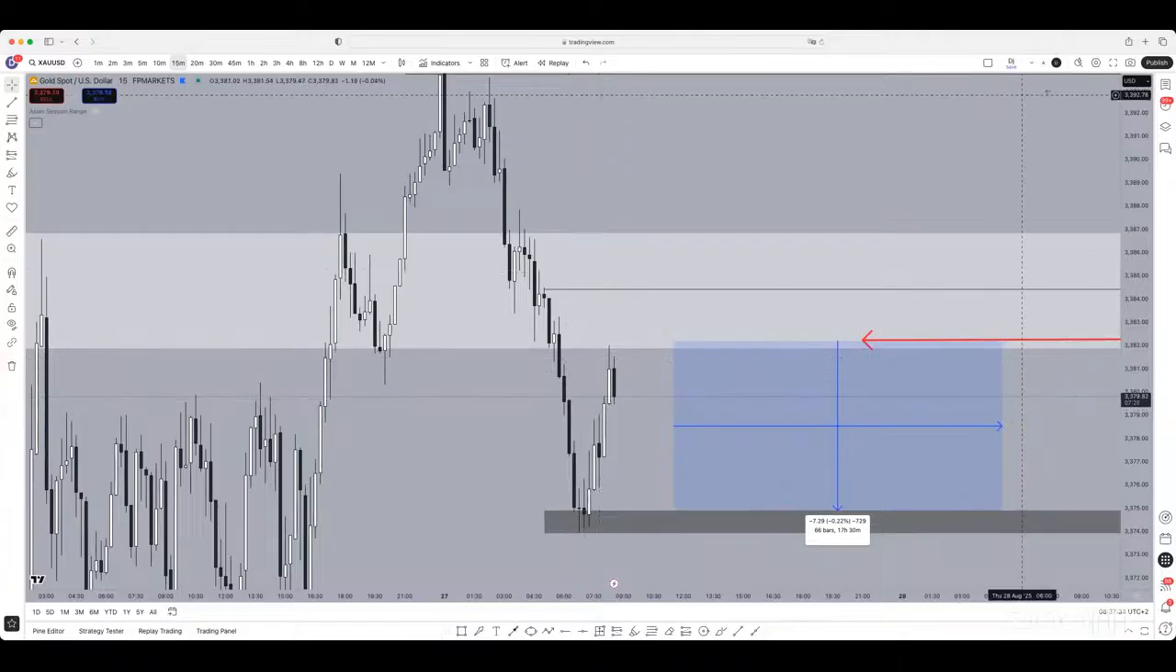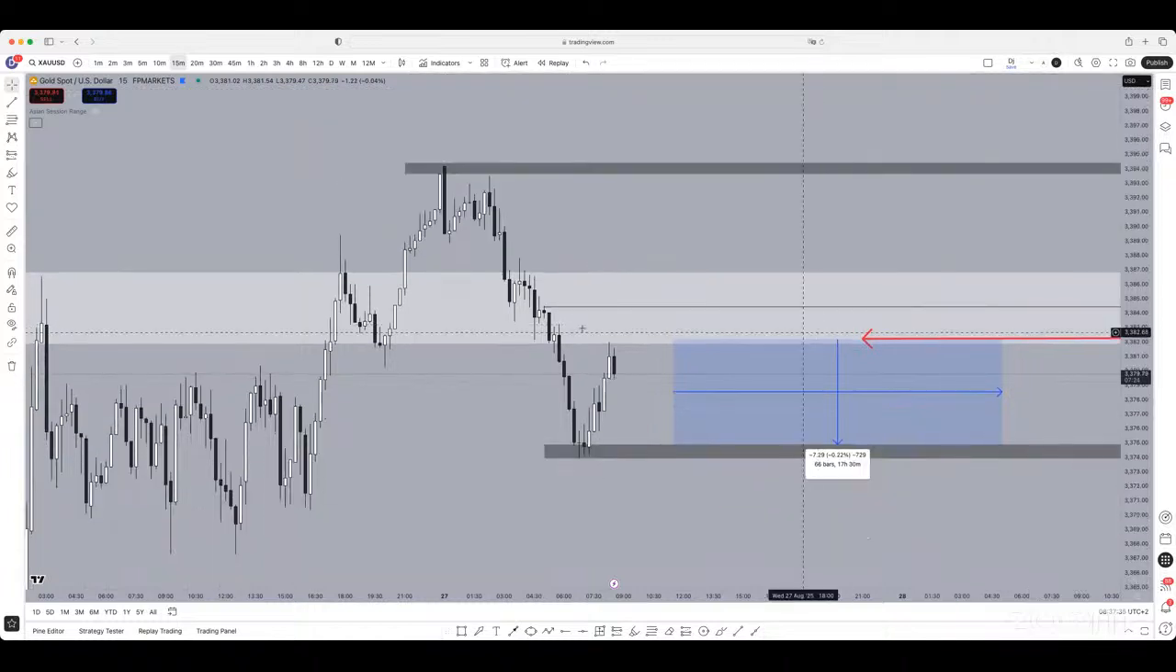It doesn't have to be exactly 50%. Yeah, correct. If it was exactly 50% every time, everybody would be doing it. So definitely that is not the case.